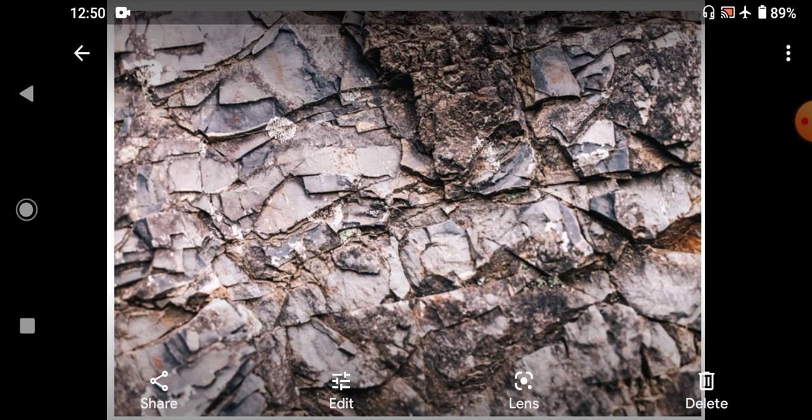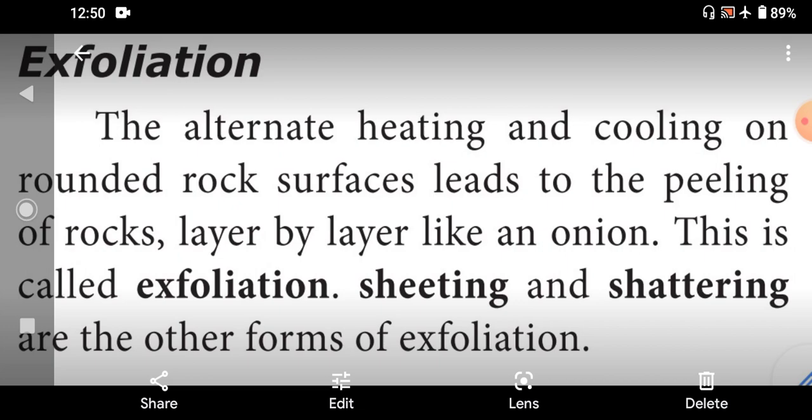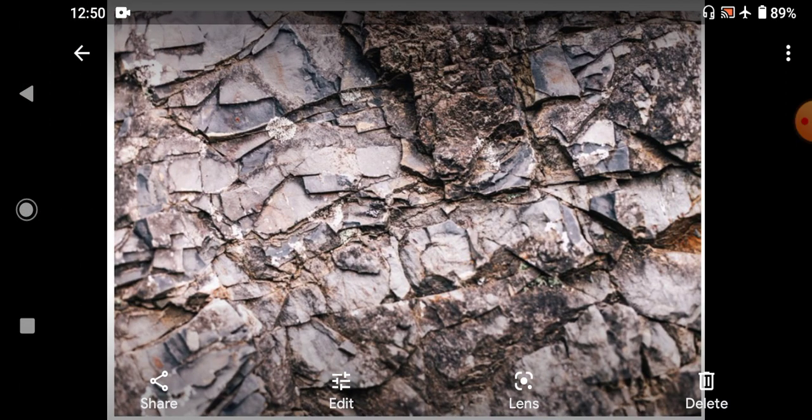Just see this picture, students. This is the image of exfoliation. See, the peeling or shattering of the rocks. These things happen because of the cooling and heating of the rock. Sheeting will happen, shattering will happen. The rock surface is peeling, is it? Because of heating and cooling, this reaction happens on the rock surface. That only we call exfoliation.